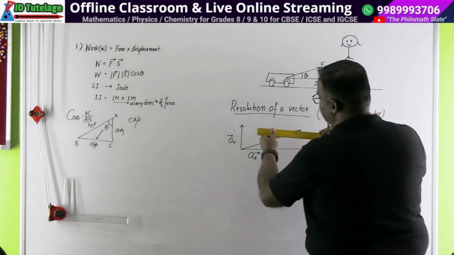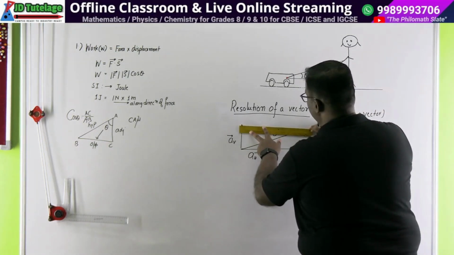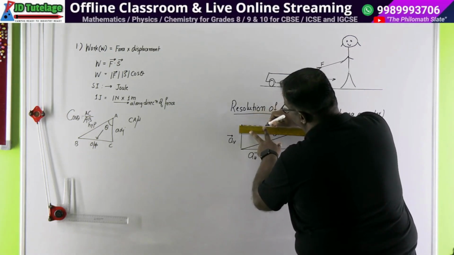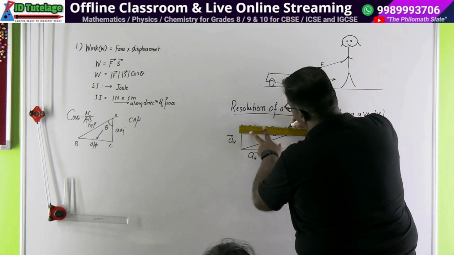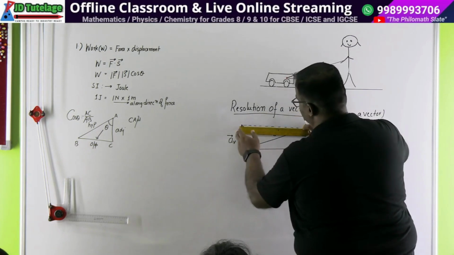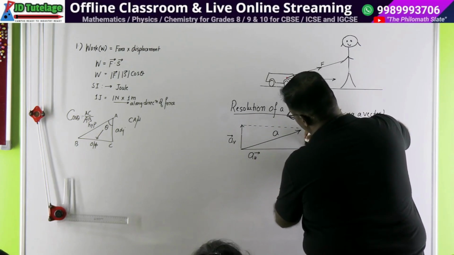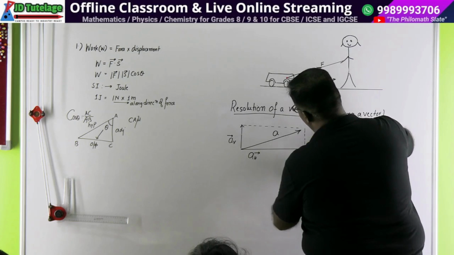Basically, the idea is that this vector A will form the diagonal of the imaginary parallelogram, or in this case, the imaginary rectangle. Did you understand? It is like this. Now we will first understand what this is and why we did this. Okay, let's try and understand.